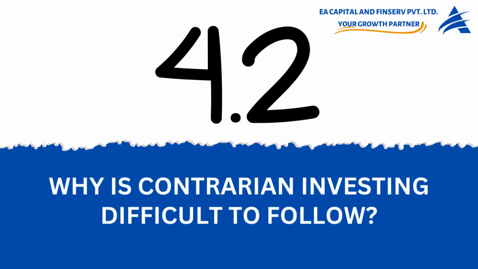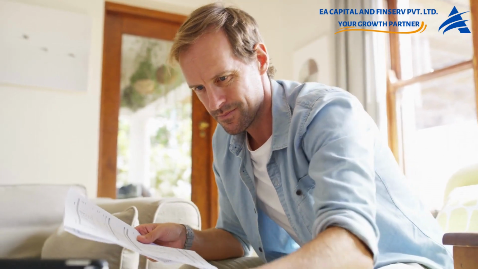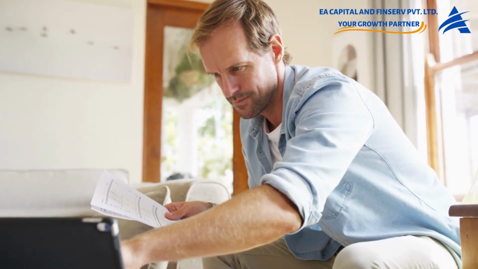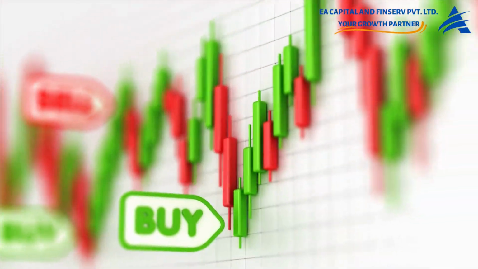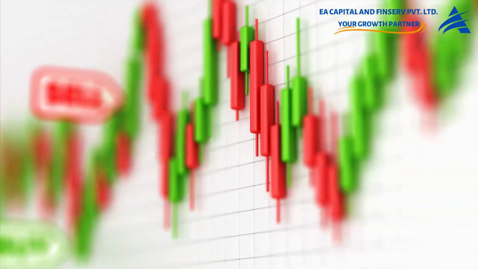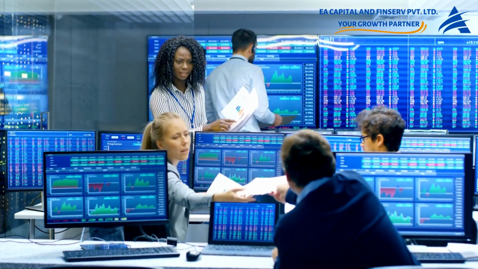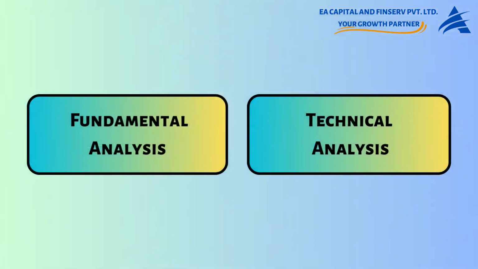Section 4.2, Why is contrarian investing difficult to follow? In this section, Mr. Parikh discusses why contrarian investing is difficult to follow. Sound investment involves the goal of buying low and selling high. The foundation that is the basis for making those buy and sell decisions can be divided into two types: A. Fundamental analysis, B. Technical analysis.